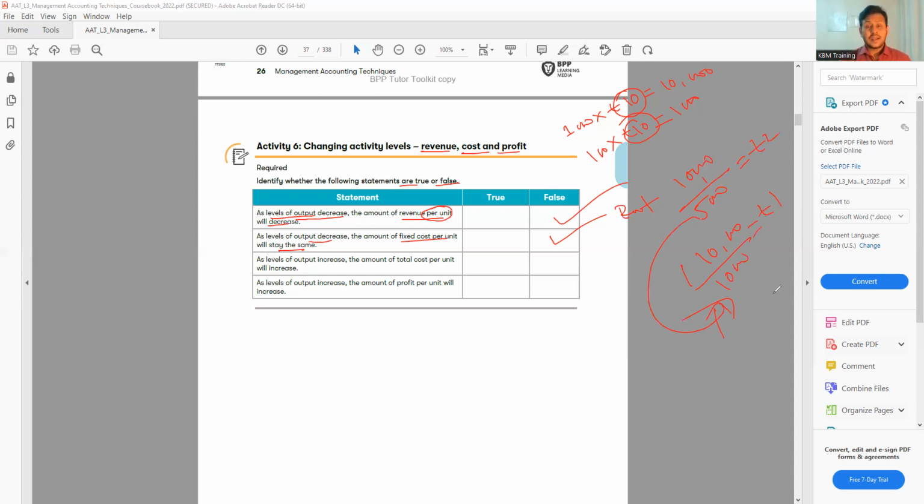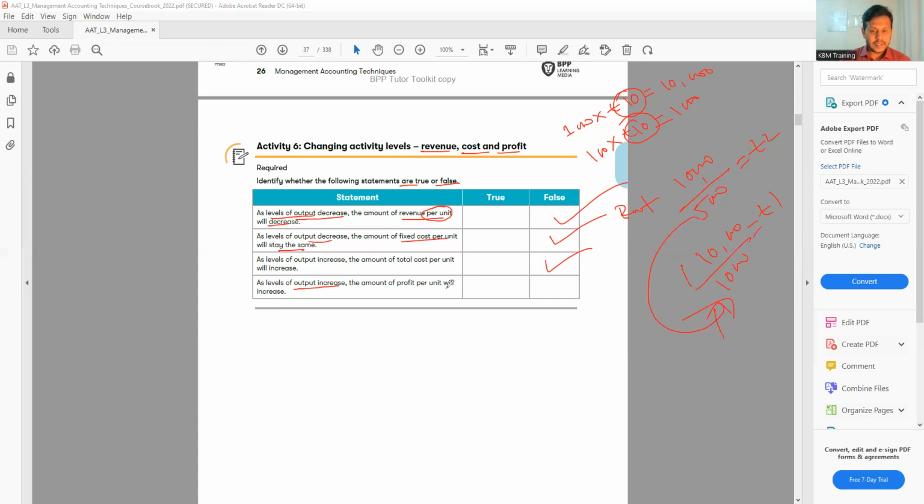Be very careful. The variable cost stays the same per unit. But the fixed cost, if I can make more units, the fixed cost per unit will be reduced. Fixed cost is fixed in total. Total is 10,000. But if I can make more units, the fixed cost per unit will go down. It is also false.